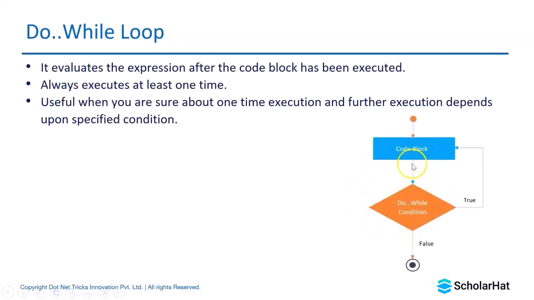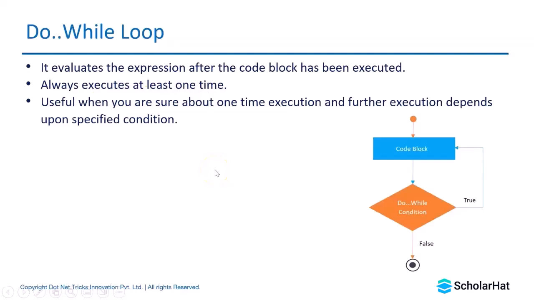This is how the flowchart works. The code block gets executed without checking the condition. Second time onwards, it will check the condition. If the condition is true, then the block will execute, otherwise it will get out of the loop. So that's what we say, it always executes at least one time, and from the second time onwards based upon the condition.